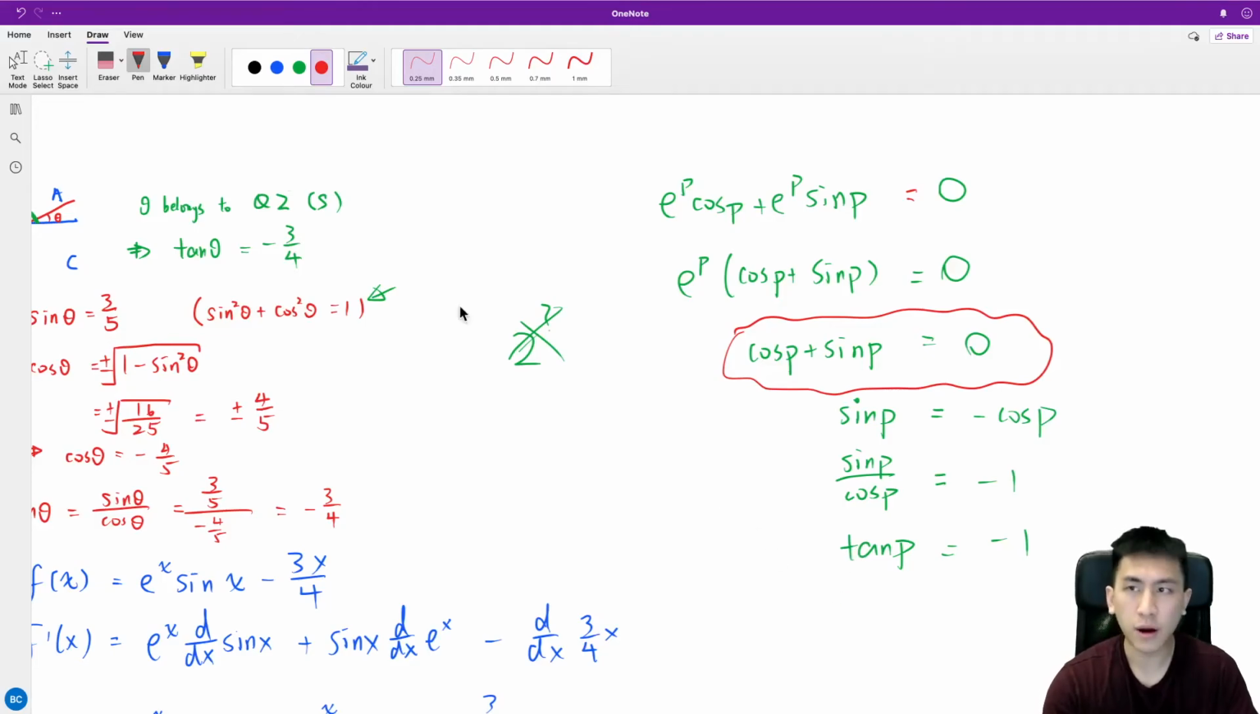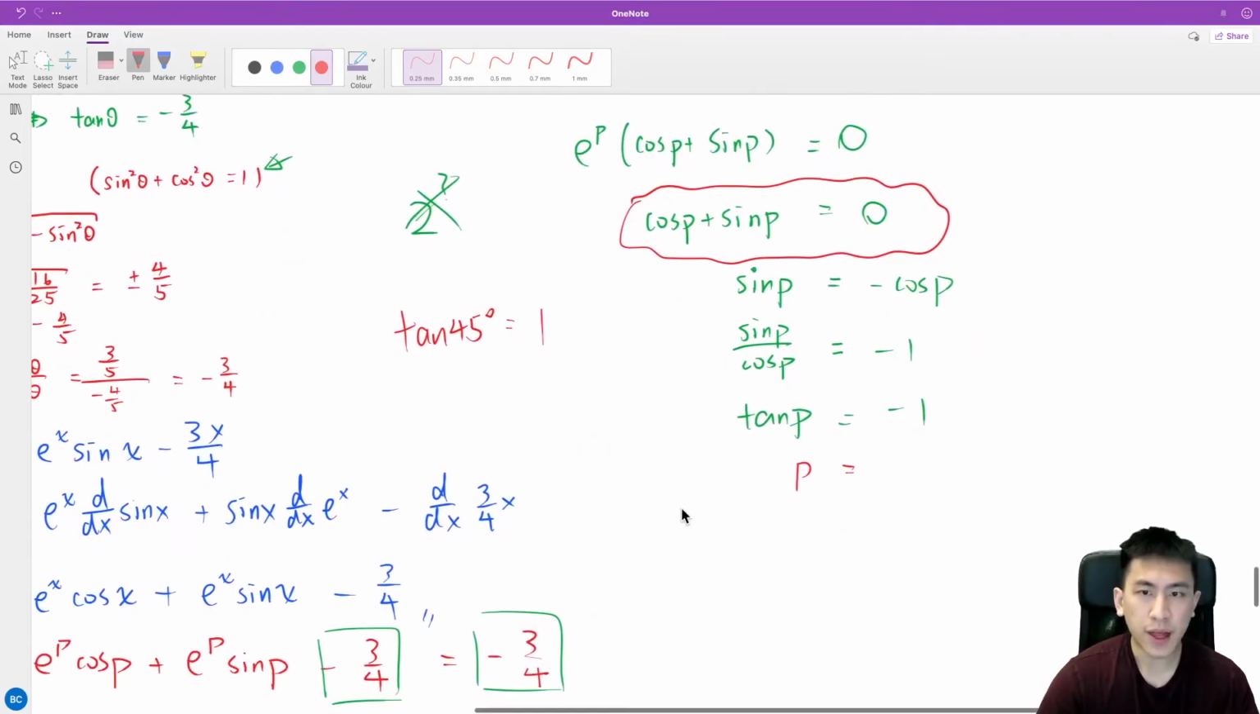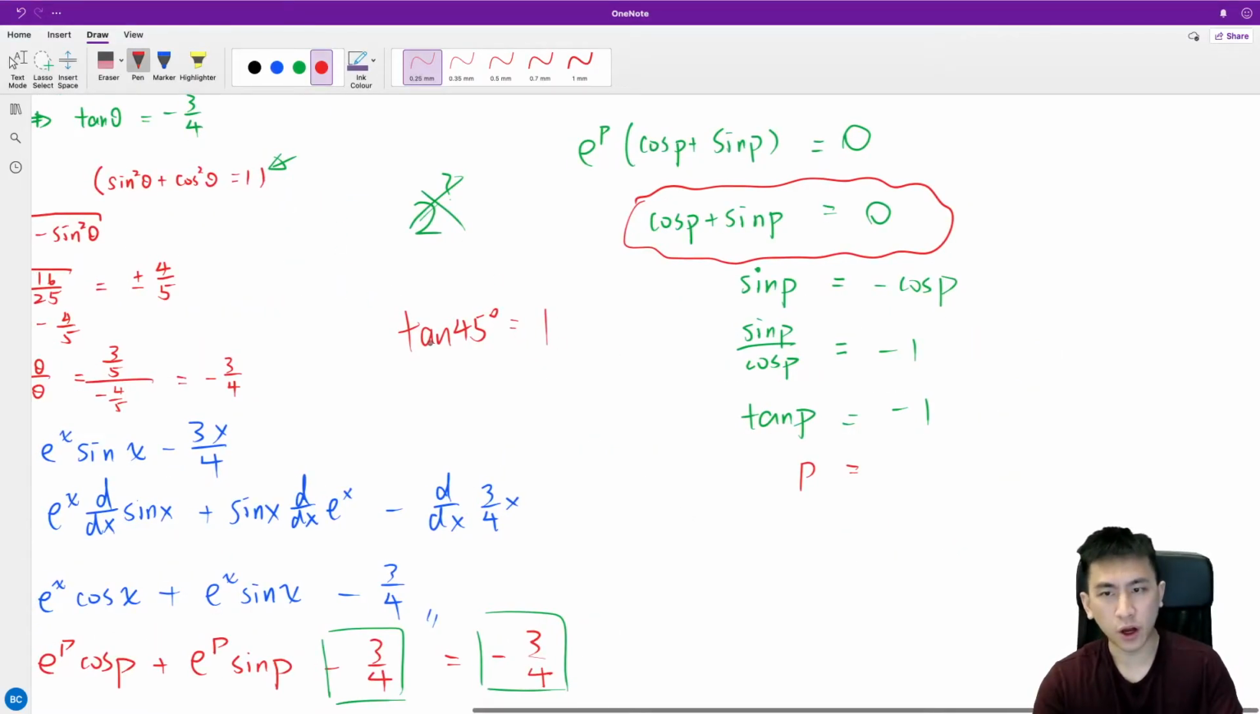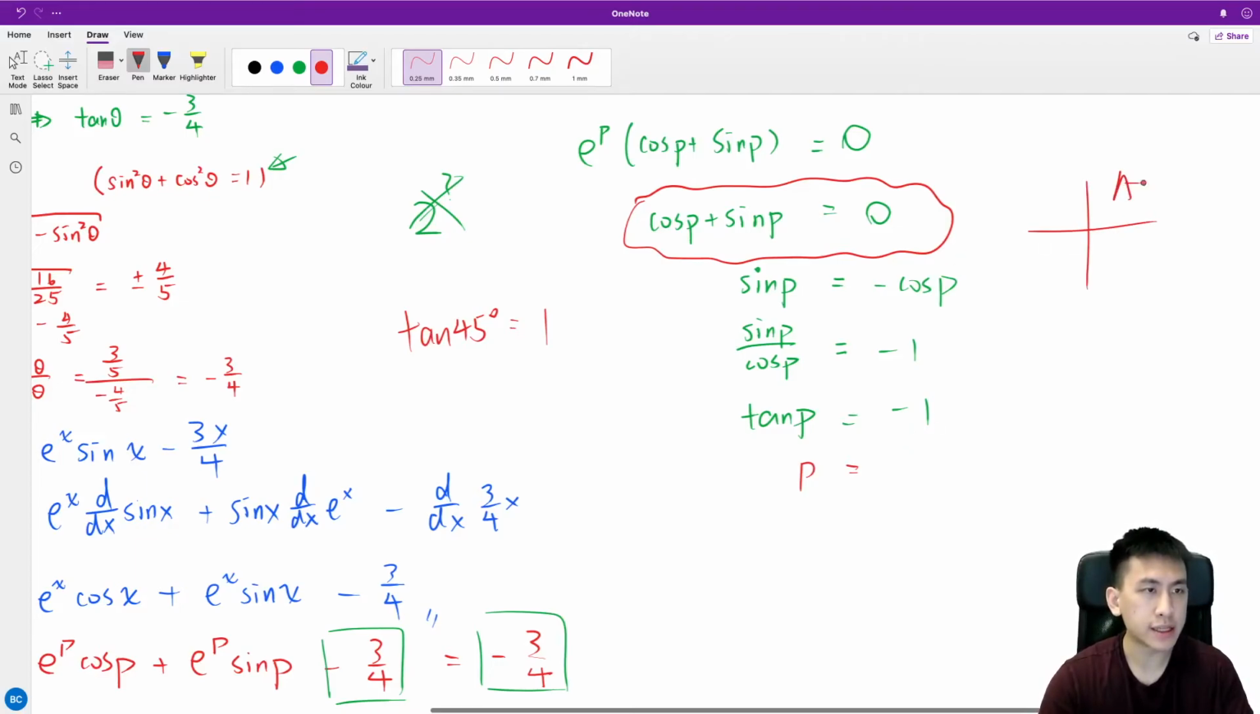Well then, it's very easy, right? Because once you got that part done, you simply need to find P. Now, -1. You should know that tan 45 is 1, but we are looking at -1. So again, you do ASTC. That tells you it's going to be in quadrant 2 again, so it's going to be 135 degrees.